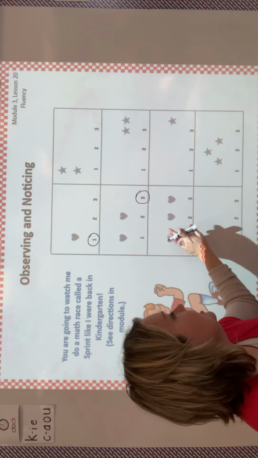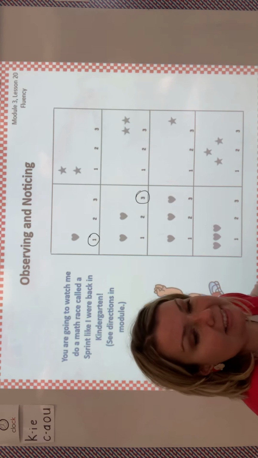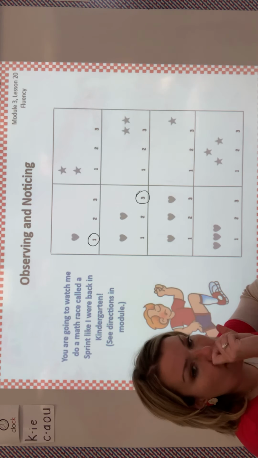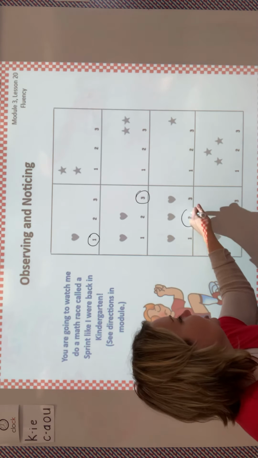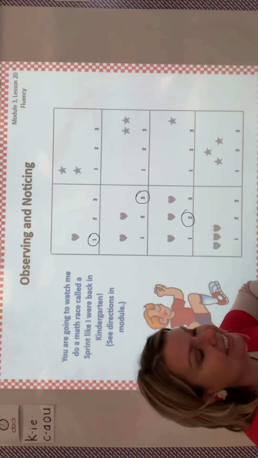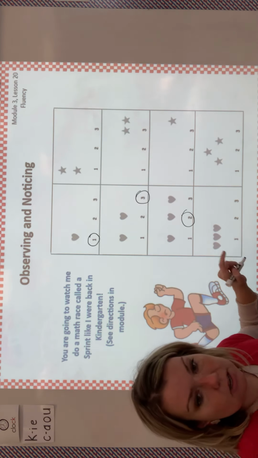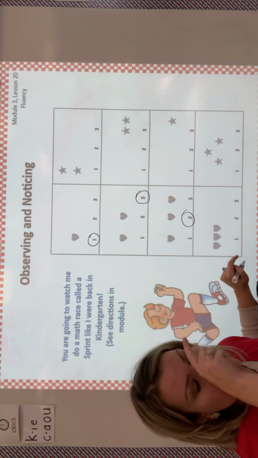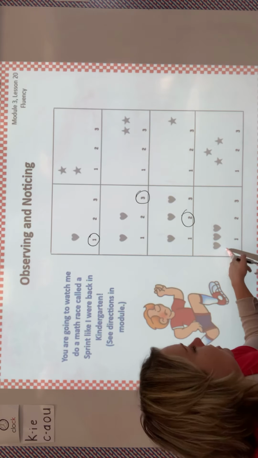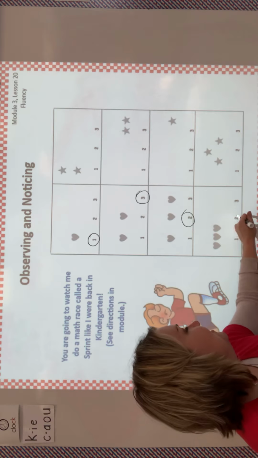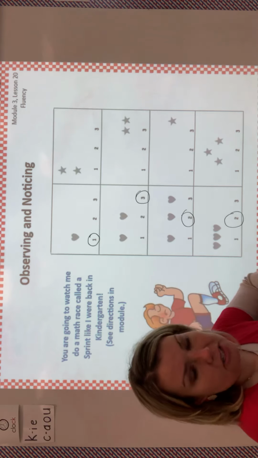How many hearts do you see here? 3. What is 1 less than 3? 1 less. Oh, 1 less than 3. 2. Excellent. How many hearts do we have down here at the bottom? Can you see those hearts? So what is 1 less than that? Show me your number. Look at the hearts and show me your number. Very good. 2.